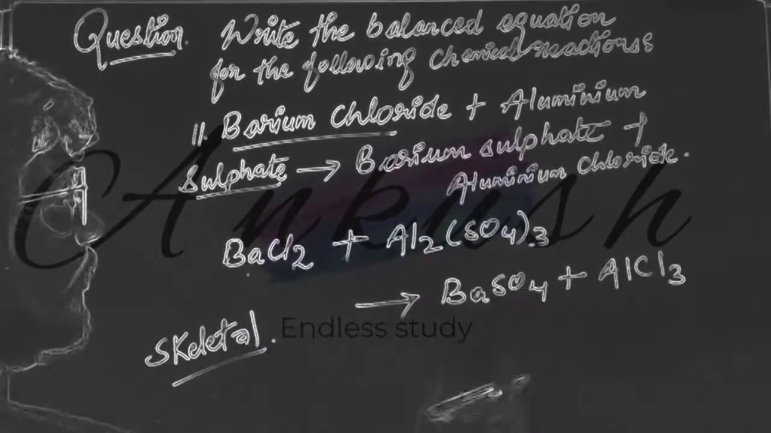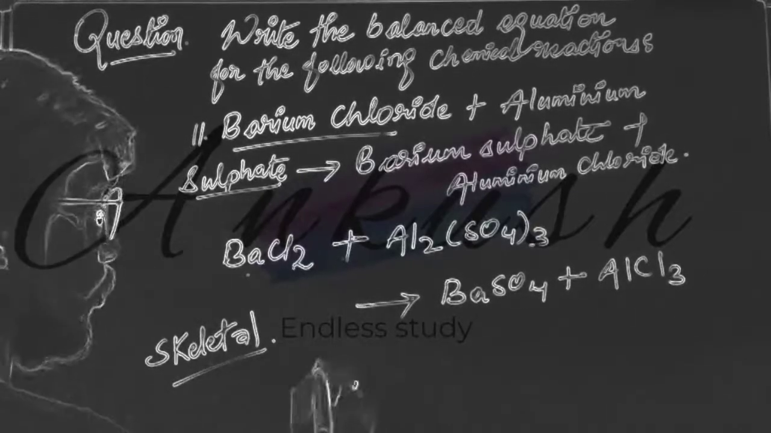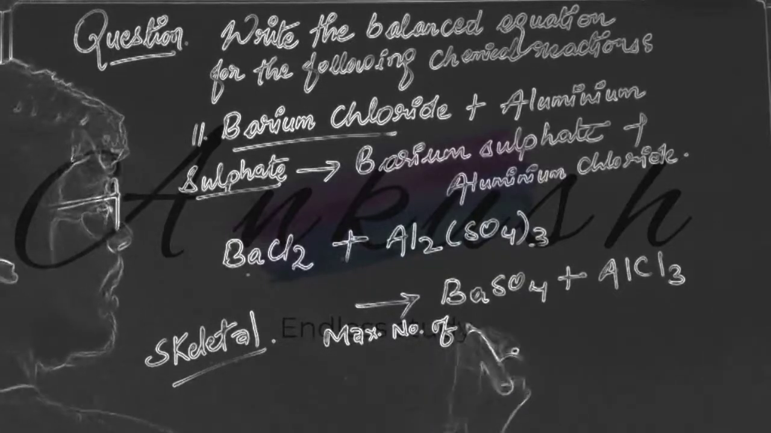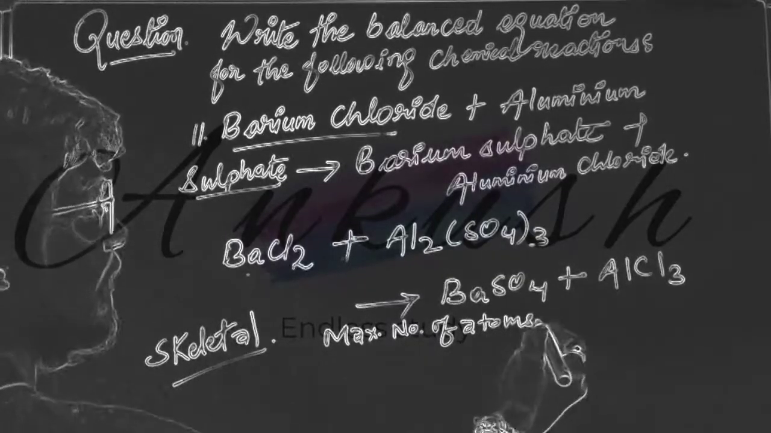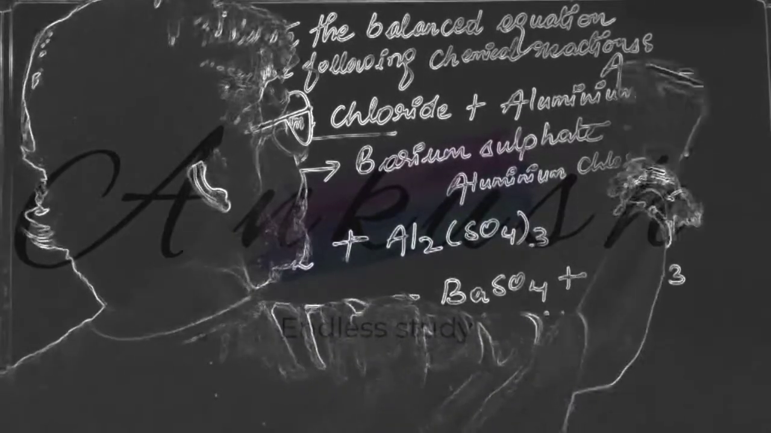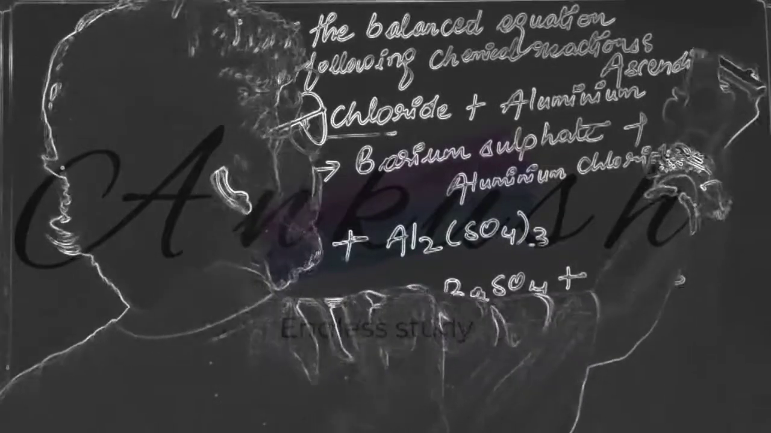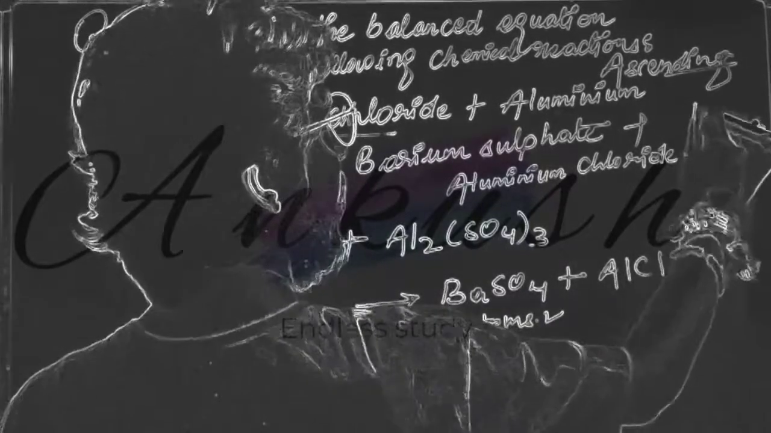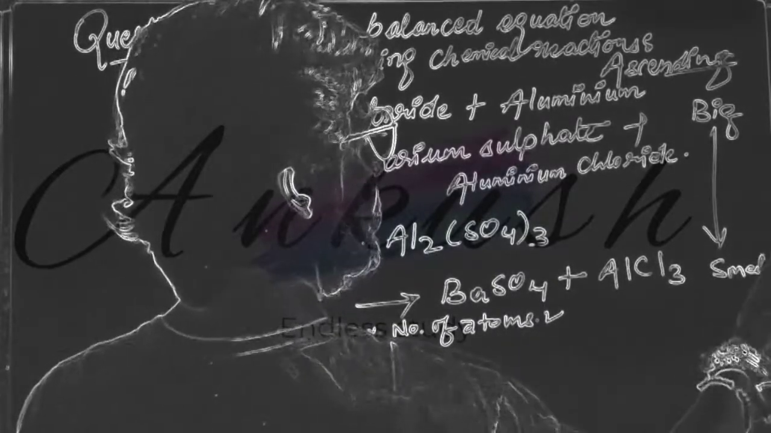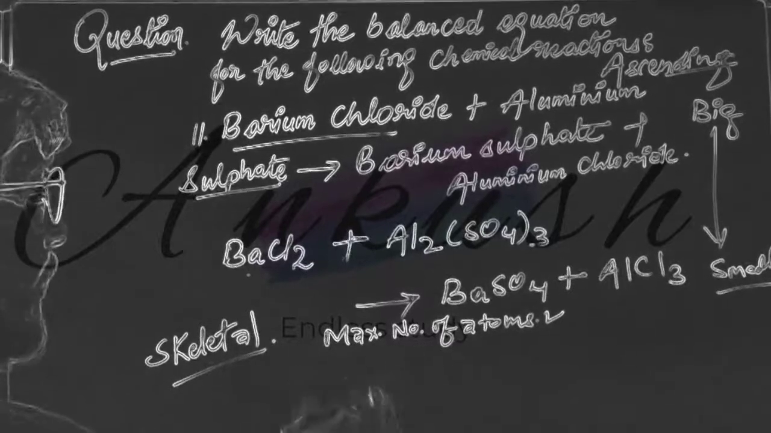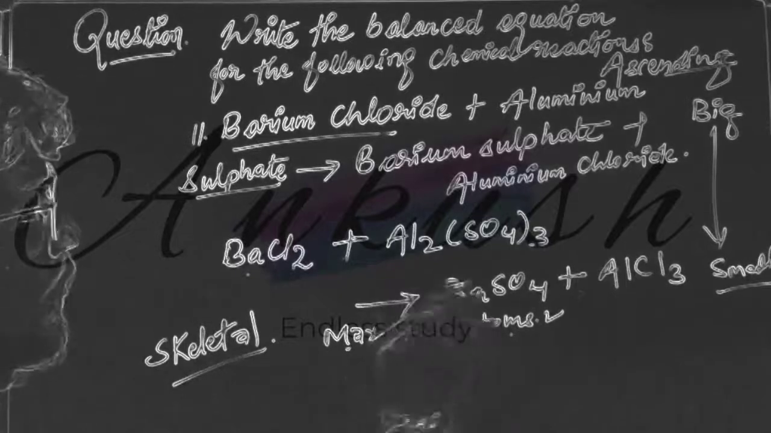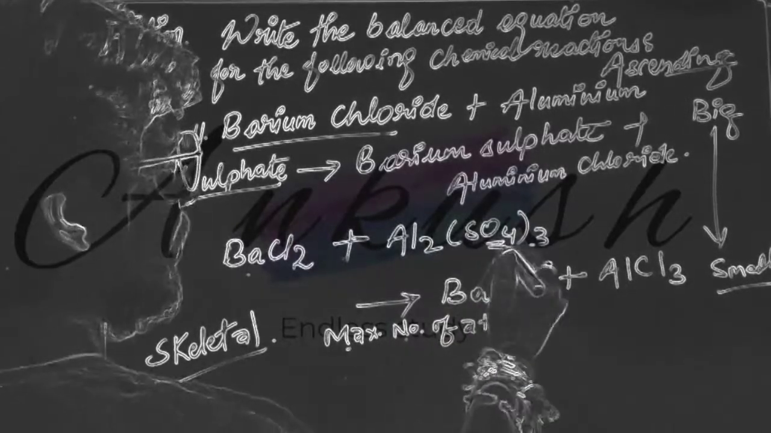BaCl2 plus Al2(SO4)3 gives these products. So the very first rule, we will look for the maximum number of atoms. Basically, keep one thing in your mind, that you have to go in descending order, that is big to small. So very first you will look for which element is having the maximum number of atoms. If we look here, we find it in oxygen.